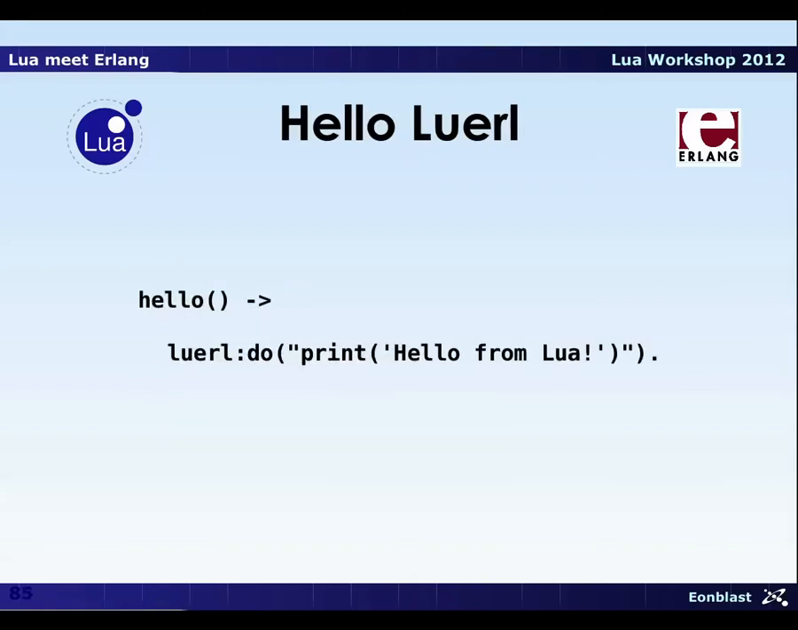And this is a hello world in Luerl. Even if you don't know Erlang, you can see that it's perfectly simple. You have a function head here that's hello, and then you're executing Luerl do with a snippet of Lua code. This is another way to make Lua print hello world to the screen, provided that in hello.lua you have print hello world.